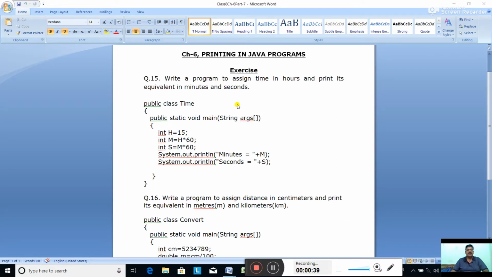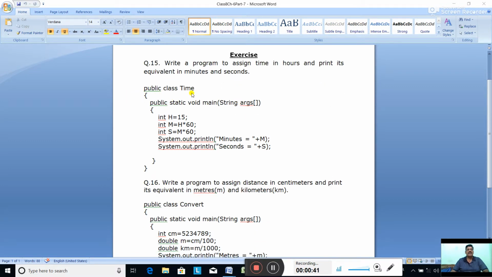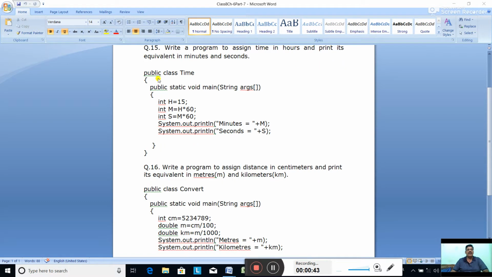Alright, see the program. Public class time. Open the class. Public static void main string args. These two lines are as usual. Class name is time. Int h equal to 15. We have taken 15 hours. We can change the number of hours. Int m for minutes equal to h into 60. To convert hours into minutes, multiply the hour by 60. So we got the minutes.